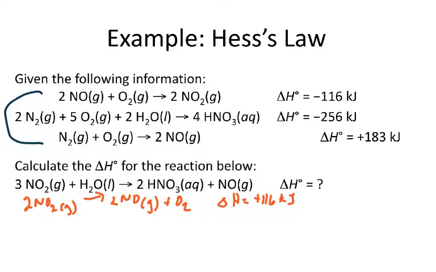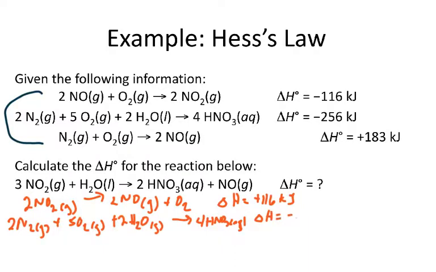Then I want to make some water, so I'm going to leave this second reaction as it is because I want my water to be a reactant. So 2N2 plus 5O2 plus 2H2O goes to 4HNO3. And for now, I left that as it is, so my delta H is going to stay the same.